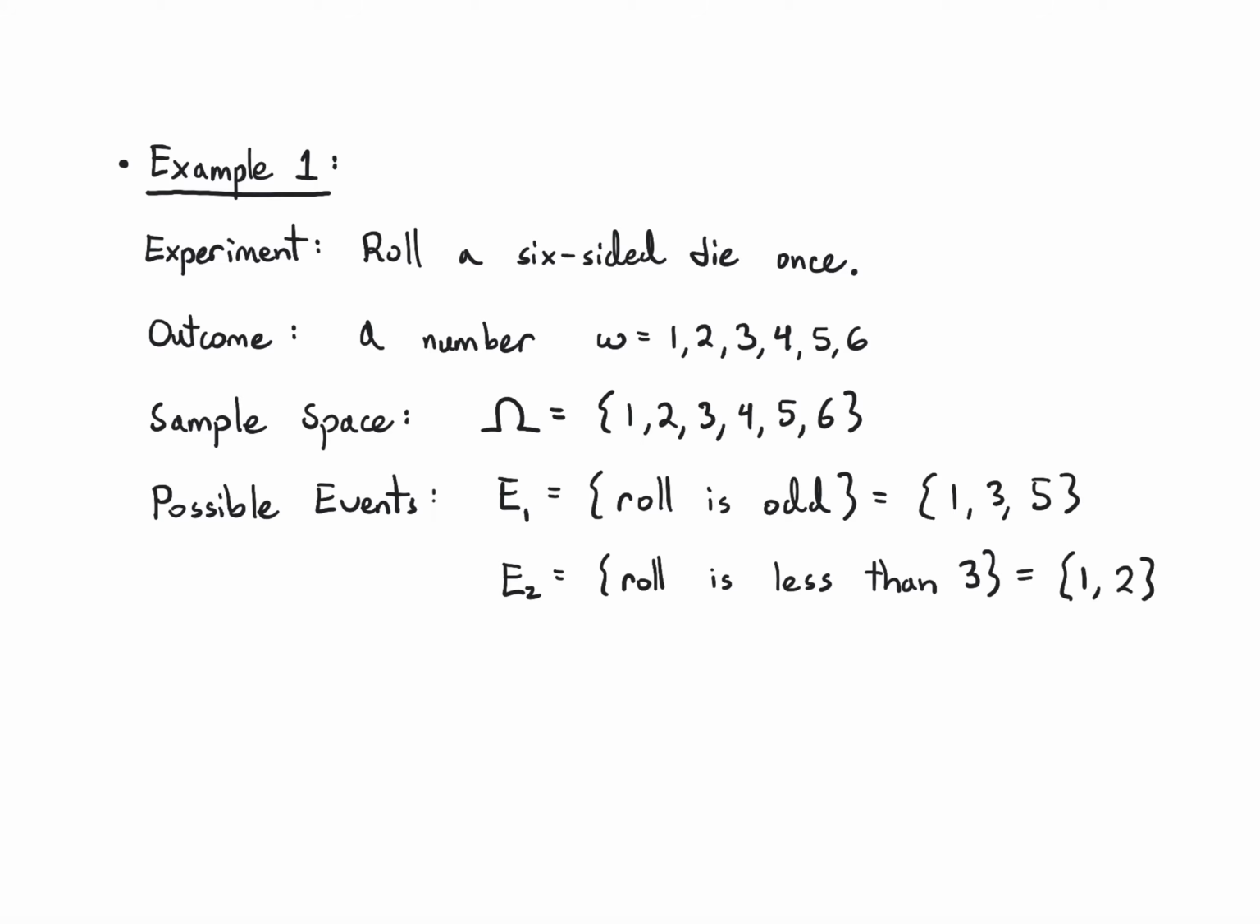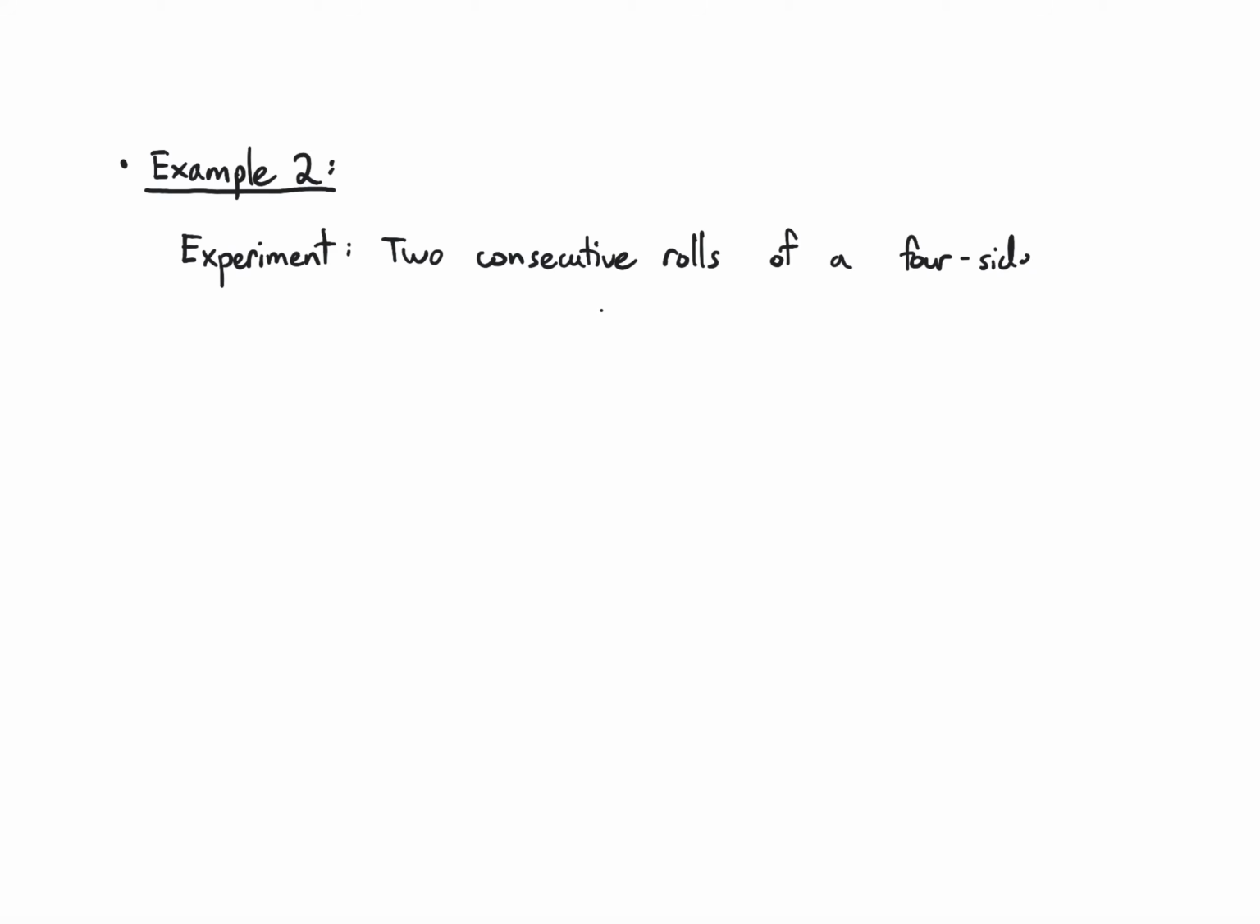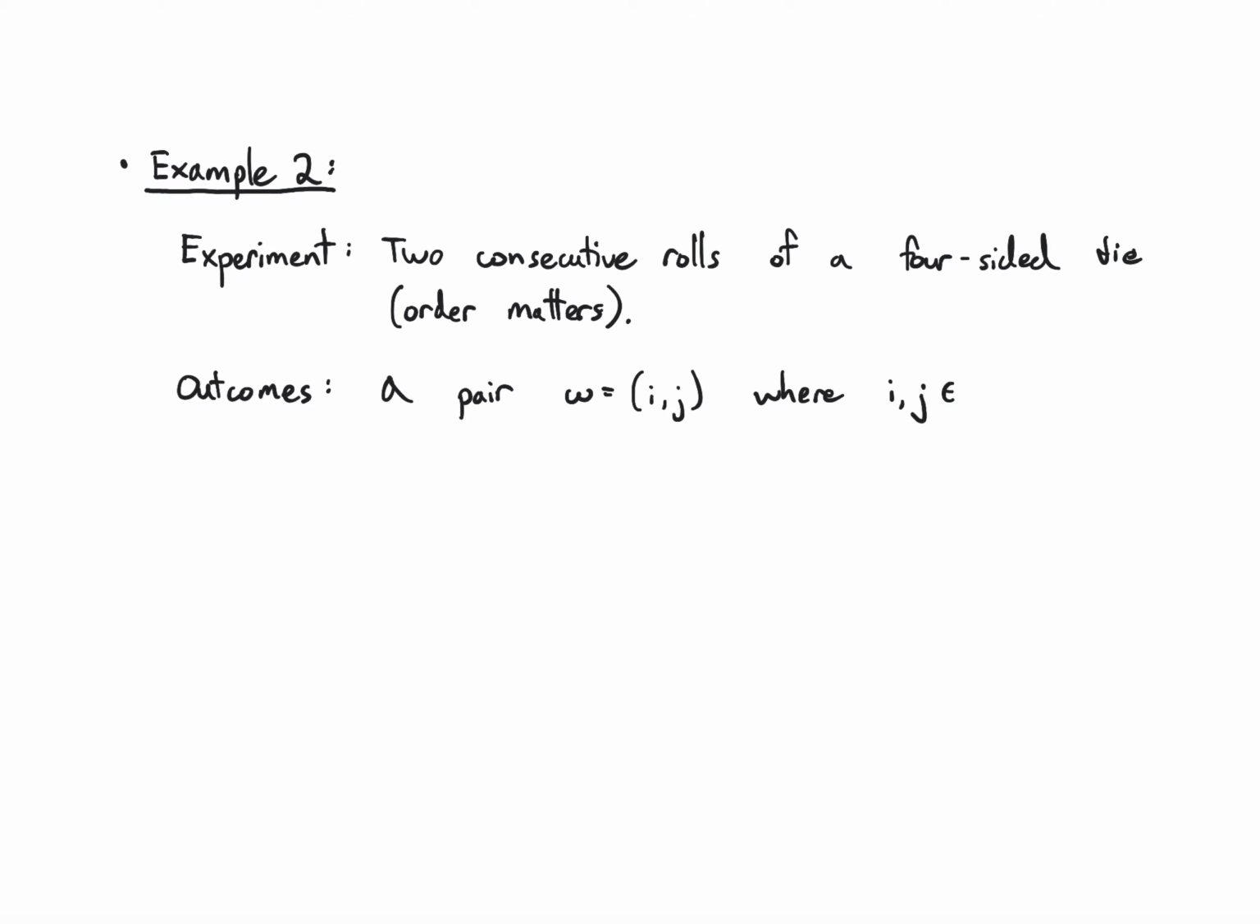Let's do another one. All right, so let's have example 2. In this example, we're still going to keep with this dice example, but now I'm going to roll the same die twice. And just to keep things simple, let's say that this is a 4-sided die and that the order in which we see the rolls matters. Why 4 sides? Just so I don't have to write too much. So the outcome is going to be a pair, and omega is going to be a pair ij, and the ij values are going to be 1, 2, 3, and 4. Those are the kinds of outcomes I can see.